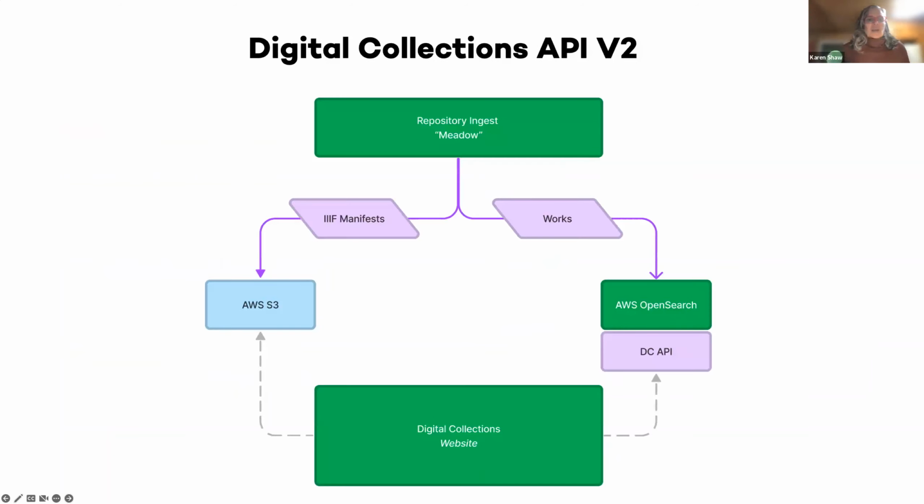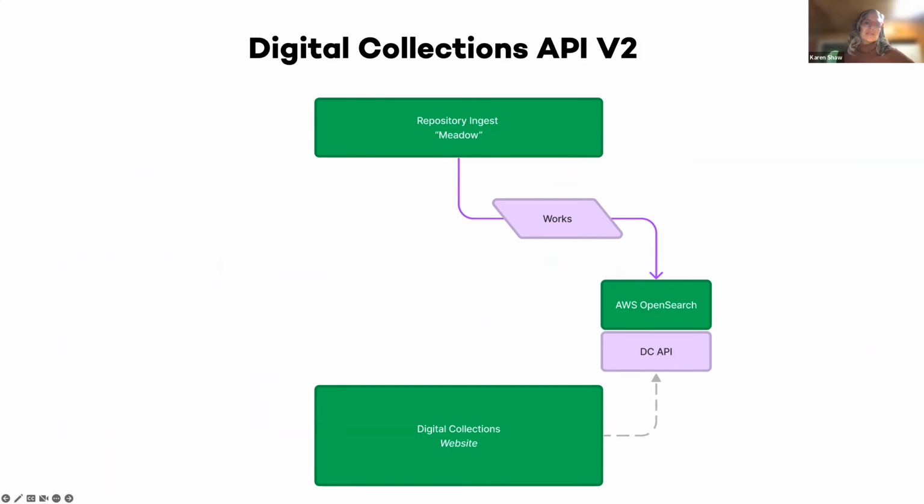So for DC API version 2, what this means is we no longer have to maintain the static text files for manifests, pay for storage, etc. We can simply serialize search requests or single document requests into IIIF format. We have more flexibility in terms of versioning, changing content, etc.